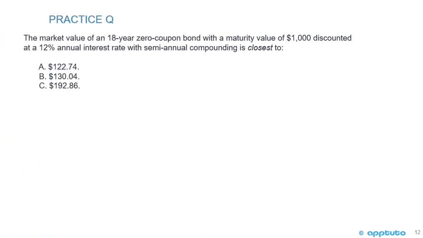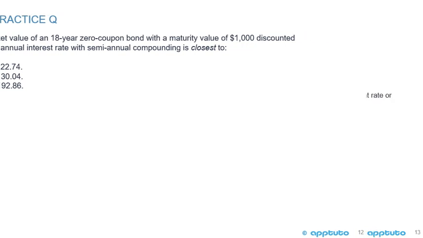As I sometimes like to do, I do another practice question following up on pretty much the same topic just to reinforce the key points here. So here's another one. The market value of an 18-year zero coupon bond with a maturity value of $1,000 discounted at a 12% annual interest rate with semi-annual compounding is closest to A, $122.74, B, $130.04, or C, $192.86. So in this question, they were nice enough to tell you that it's semi-annual compounding.